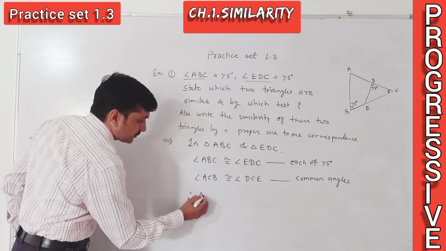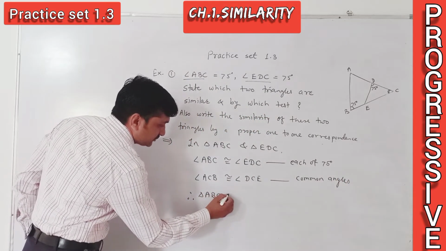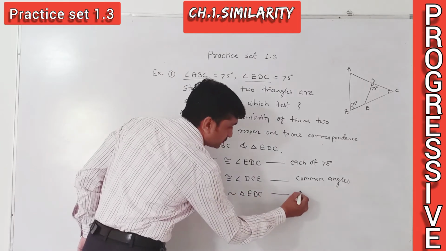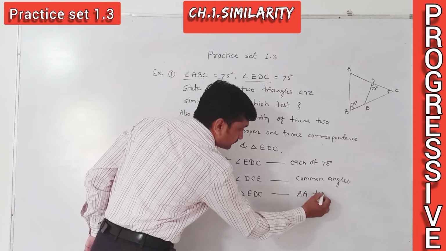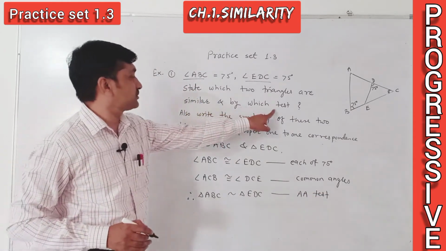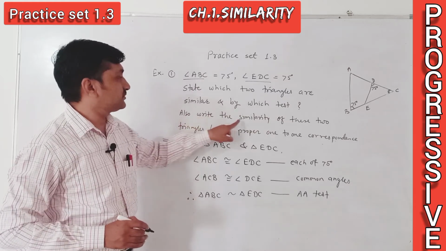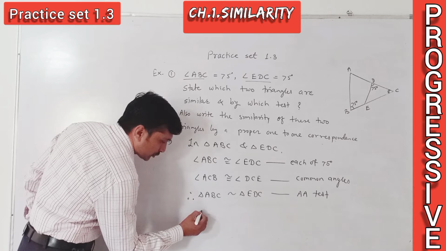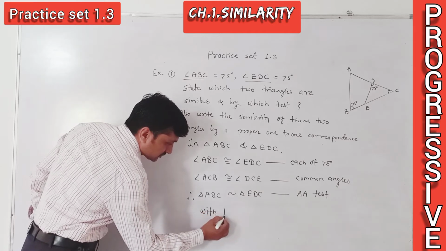Therefore, we can write here triangle ABC is similar to triangle EDC by which test? By AA test. Half part is over. Also write the similarity of this with one-to-one correspondence. And the correspondence is easy.